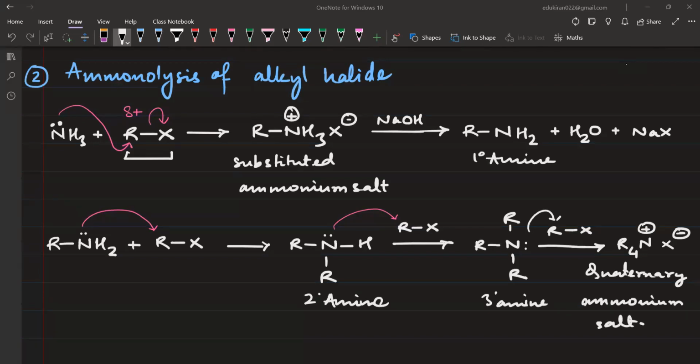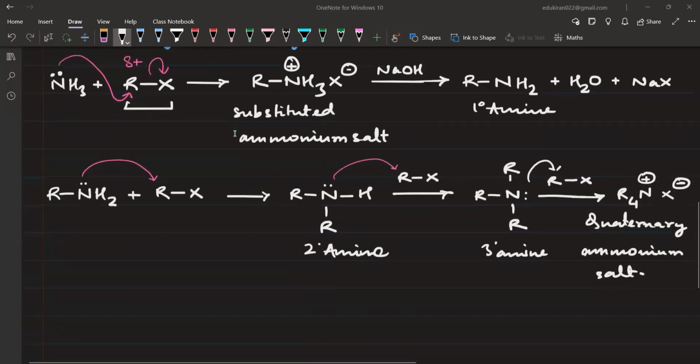Please try to understand it. Some of the ammonia will react with some of the alkyl halide. Some of the ammonia and some of the alkyl halide are still remaining. And whatever reacted will form 1 degree amine. Now, some of the 1 degree amine will attack the alkyl halide. It will form 2 degree amine. Some of the 2 degree amine will attack alkyl halide. It will form 3 degree amine. Some of the 3 degree amine will attack the alkyl halide once again, and it is going to give you quaternary ammonium salt. Now, I hope you can understand from whatever I am saying that this particular method of preparation is going to give you a mixture of products.